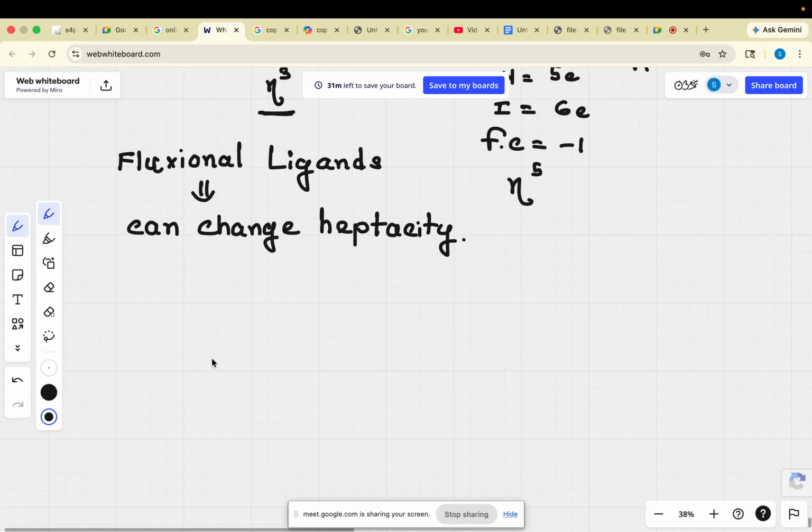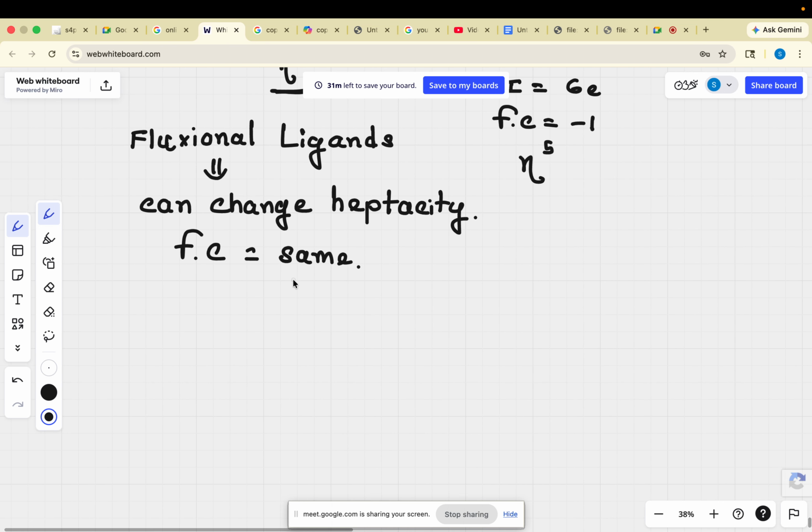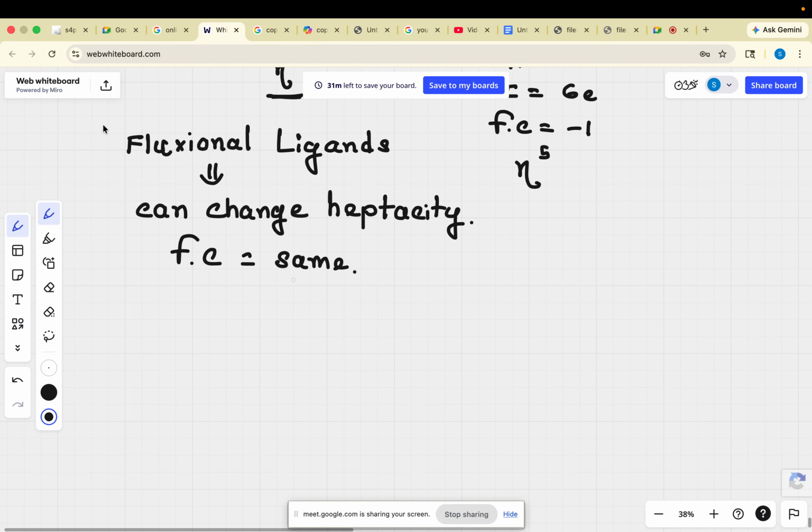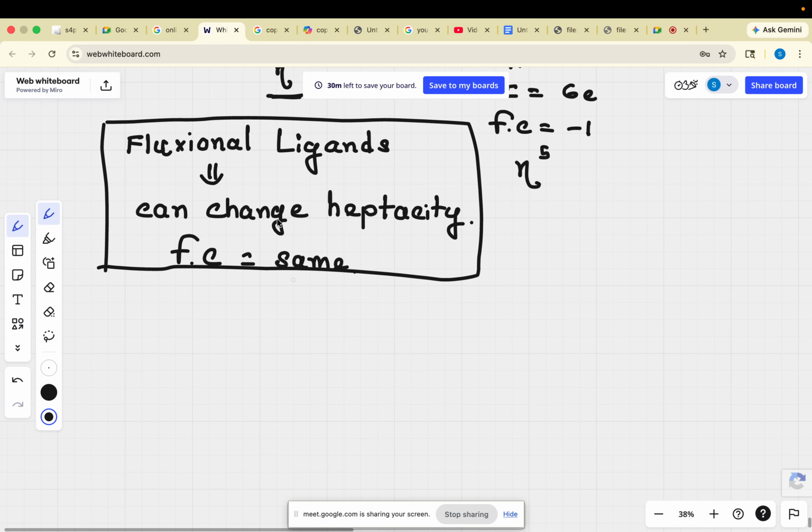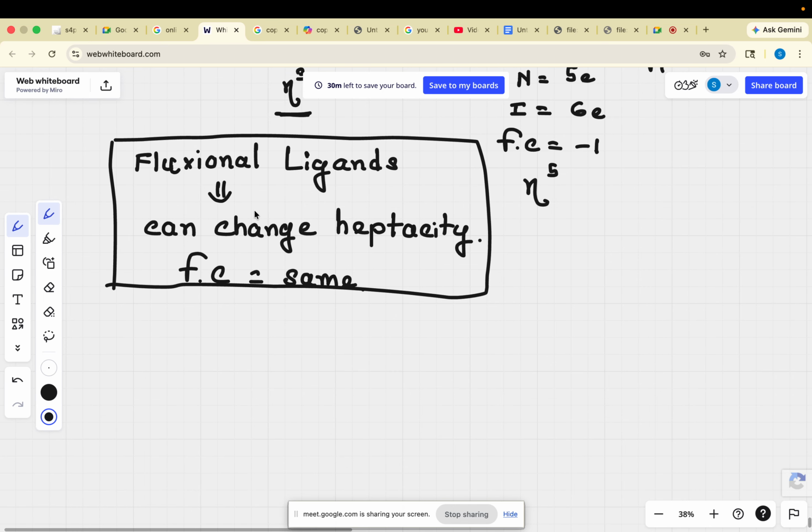But the formal charge will be the same. This formal charge will remain the same, it will not change. Hapticity value they are changing, but formal charge will remain fixed. So these are the types of fluxional ligands. Done.